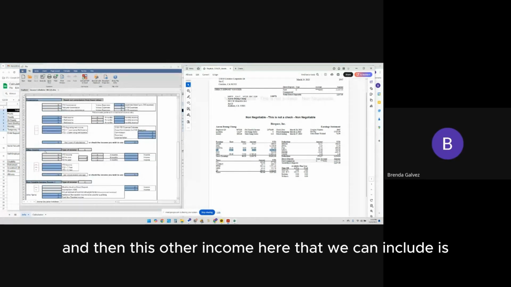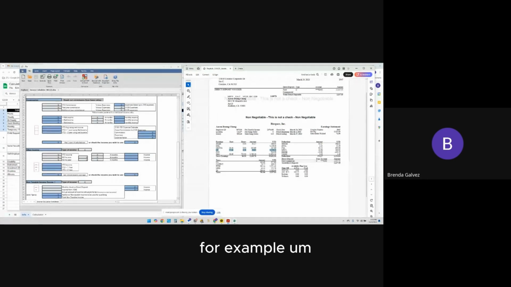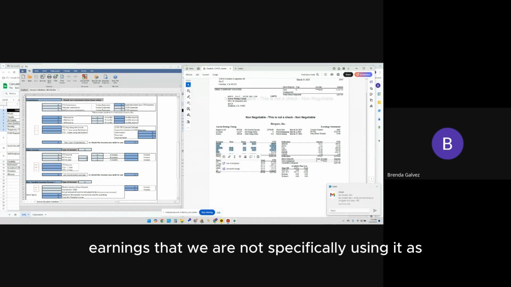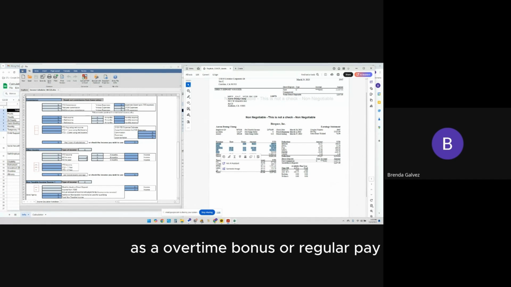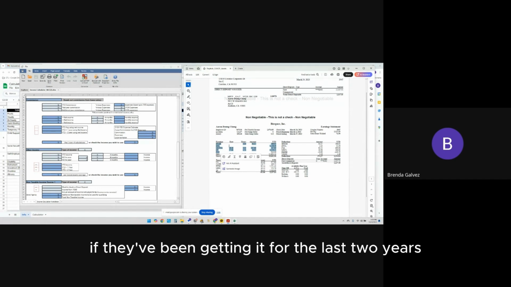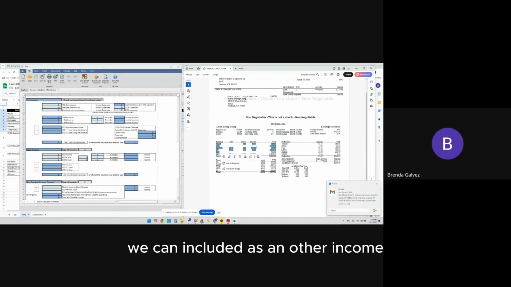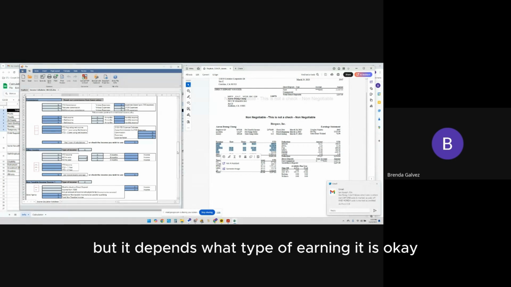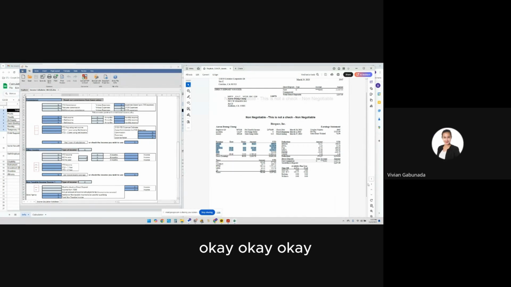And then this other income here that we can include is, for example, on their pay stub here, it says other, or there are different named earnings that we are not specifically using as overtime, bonus, or regular pay. If they've been getting it for the last 2 years, we can include it as other income, but it depends what type of earning it is.